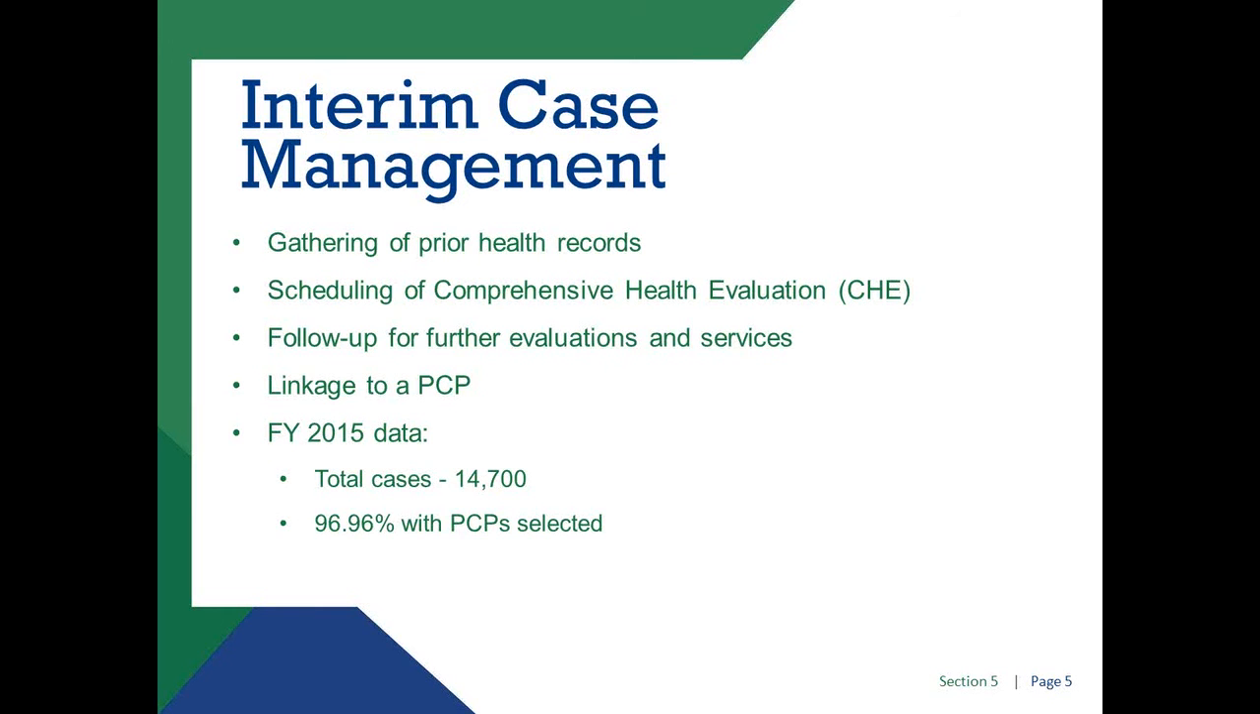In 2015, of the total number of children in out-of-home placement, which was just under 15,000, 97% of those children have a PCP selected. The explanation of the 3% is that children are constantly coming into our custody, and it takes perhaps several weeks to work with the caregiver to select a doctor or to identify who the child's doctor is.